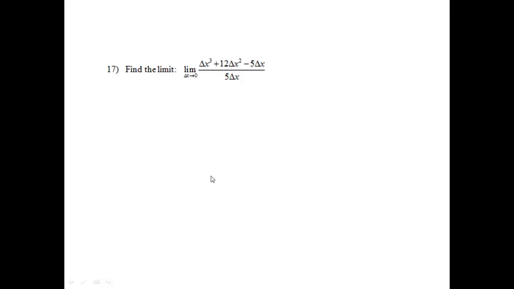Number 17, find the limit. We'll be finding the limit as delta x approaches 0 of that expression. And I first of all like to try direct substitution. So the first thing that I'm going to try to do is put 0 in for all the delta x's.